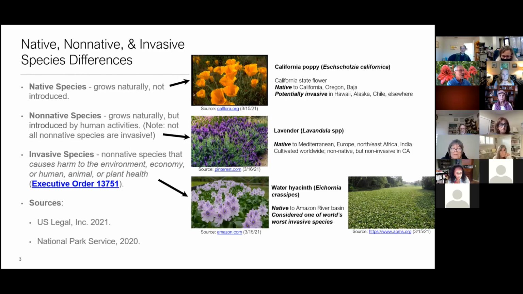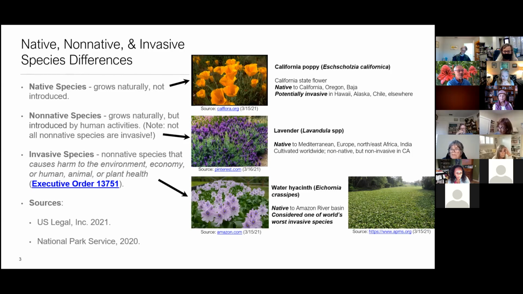Non-native species are those that do not grow naturally in a given region, but are introduced by human activities. Very importantly, just because a species is introduced by human activities does not make it invasive. It's considered an invasive species if it meets, in the third bullet there, a legal definition by federal executive order.